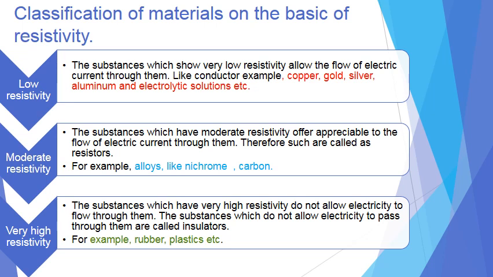In the younger classes, you already learned about insulators and conductors. Examples of insulators are rubber and plastic. That is why an electrician always wears rubber gloves when repairing electrical gadgets or appliances. I hope you understand this concept of classification of resistivity.